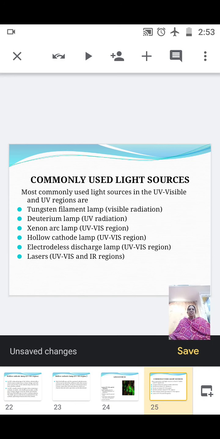And in the classification of lasers, we have solid state lasers, gas lasers, tunable lasers and semiconductor lasers. In the semiconductor lasers, LEDs are most commonly used. LEDs produce radiation from UV to infrared, so they cover the entire range needed for spectroscopic analysis. So lasers are mostly used as light sources for spectroscopic analysis.